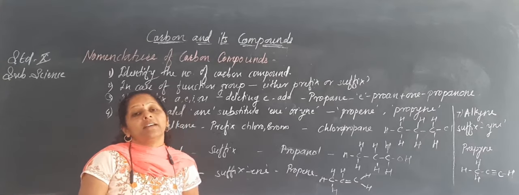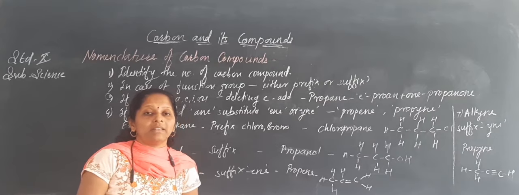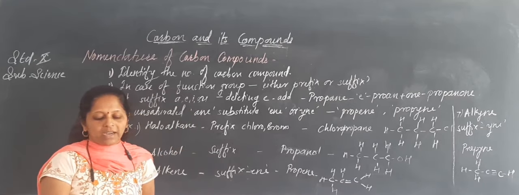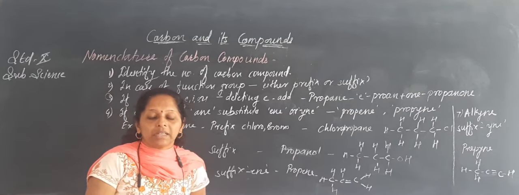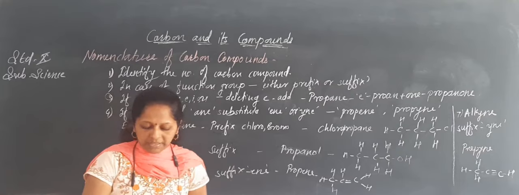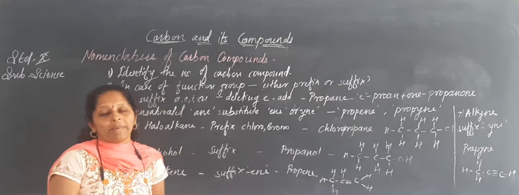C4H9OH. So these are there. Here the alcohol group is substituted instead of a hydrogen atom. These are the functional groups in one series. It substitutes for the hydrogen in a carbon chain, and the chemical properties are similar. But we are observing a variation in the physical properties.